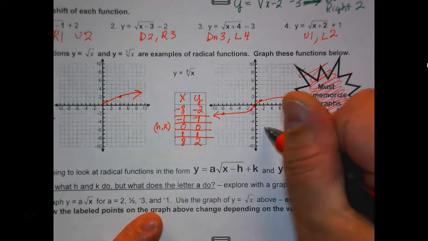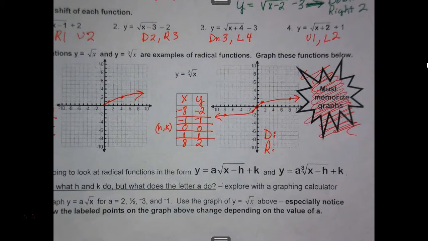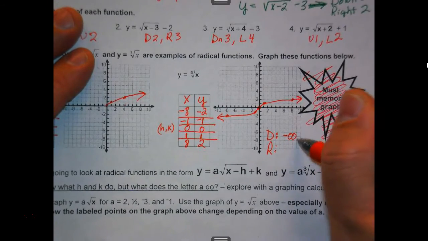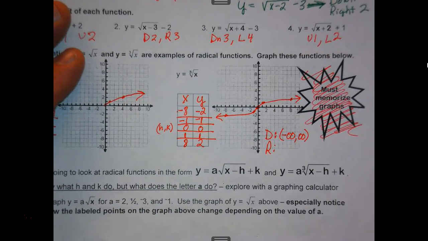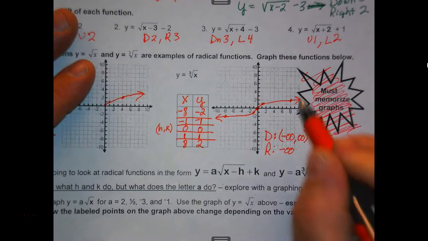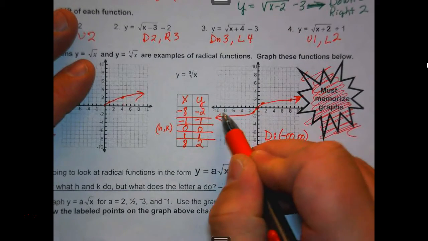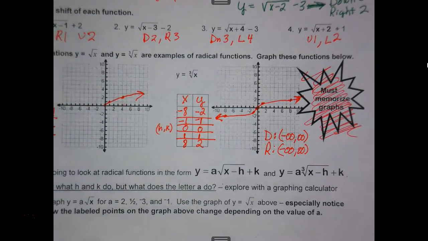Hey, what's my domain for this? What are my x values? Negative infinity, positive infinity. What's going to be my range? These kind of go up and down, okay? So negative infinity, positive infinity. So domain and range for roots are going to be negative infinity, positive infinity. Always in this class.